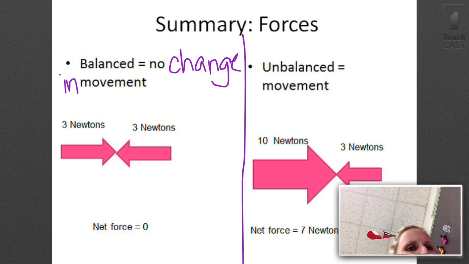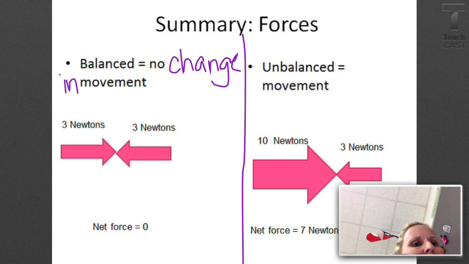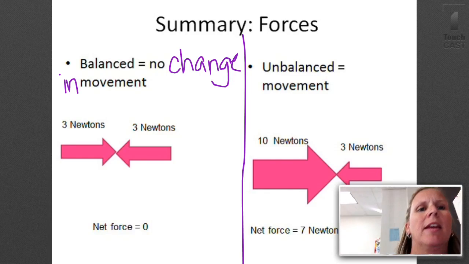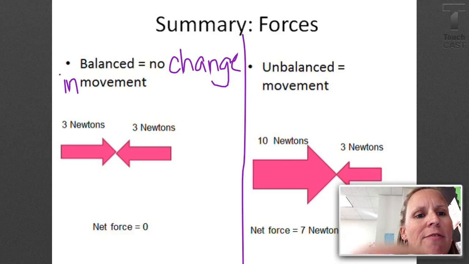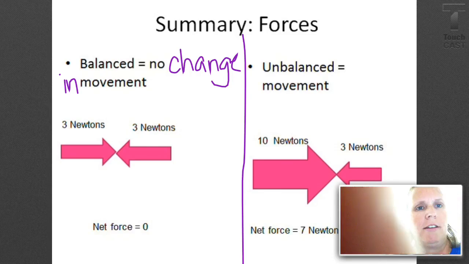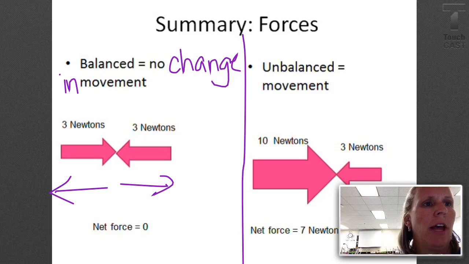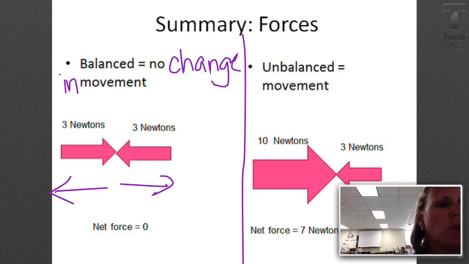So here's a quick summary of forces. Balanced forces have no change in movement. So their net force is 0. So 3 newtons working against each other. They can also be pulling away from each other. Unbalanced forces create movement. So the net force is always more than 0.